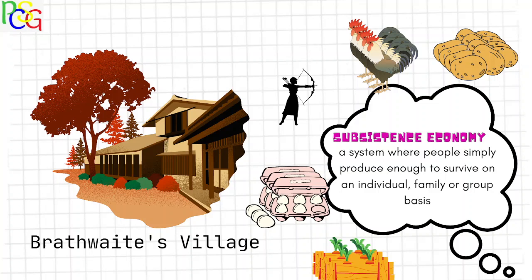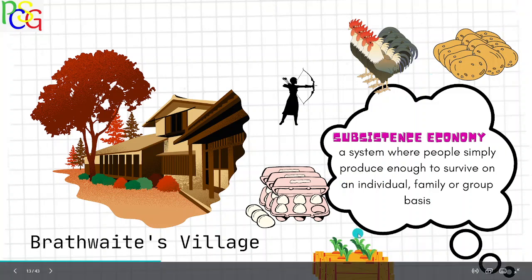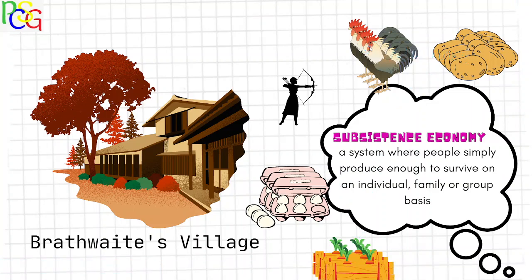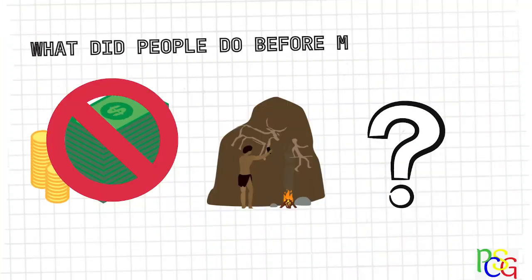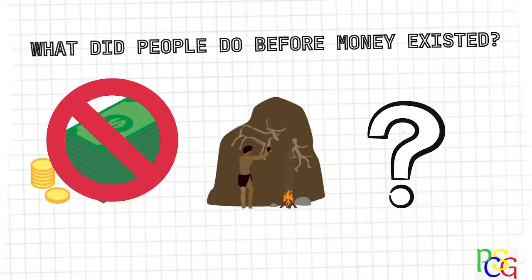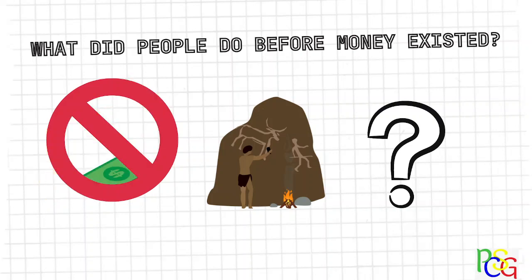Okay. As time goes on, they start producing more. They start producing more potatoes. Let's say that I live in Brathwaite's village, and my household produces more potatoes and more vegetables, or we have a surplus of chickens, or a surplus of eggs. Then what do we do with that excess, knowing that there is no money? What did people do before money existed?